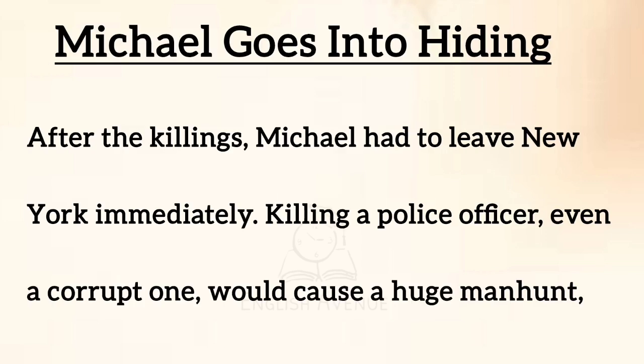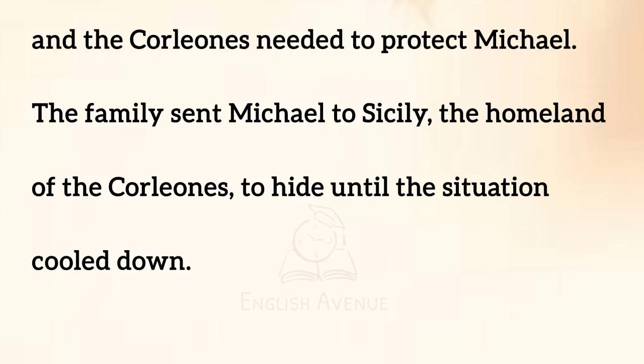Michael goes into hiding. After the killings, Michael had to leave New York immediately. Killing a police officer, even a corrupt one, would cause a huge manhunt, and the Corleones needed to protect Michael. The family sent Michael to Sicily, the homeland of the Corleones, to hide until the situation cooled down.